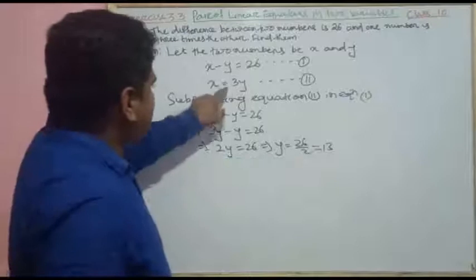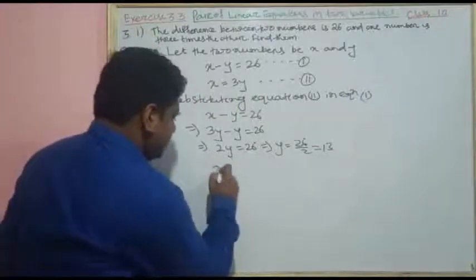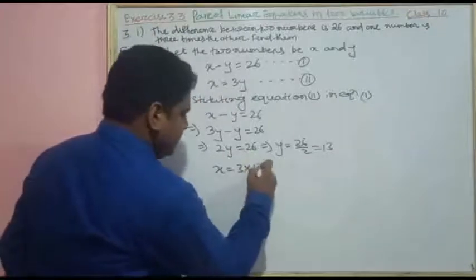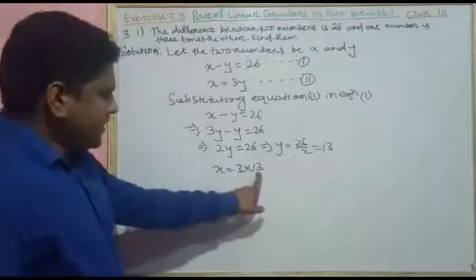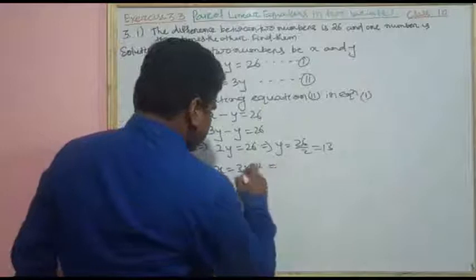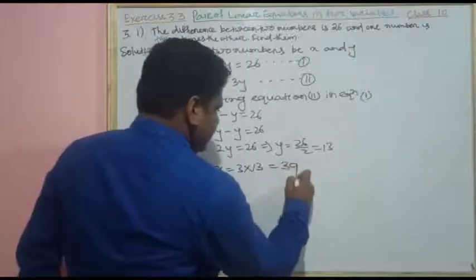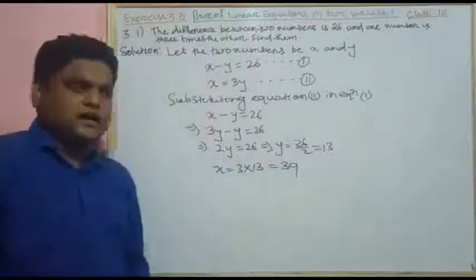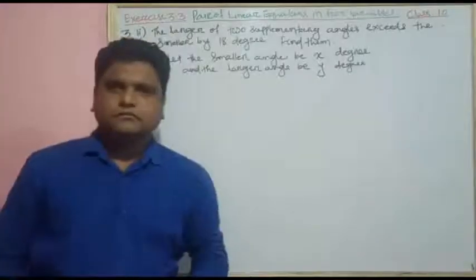So x can be equal to 3y. So x equal to 3 into 13, putting the value of y in second equation. So 3 into 13 is 39. So the two numbers are 39 and 13.